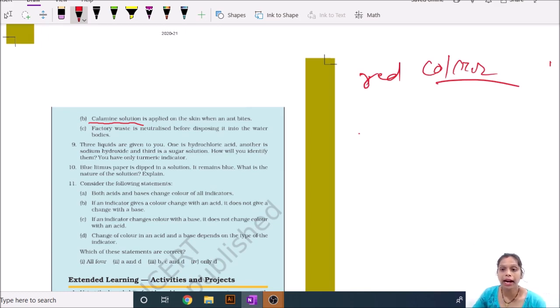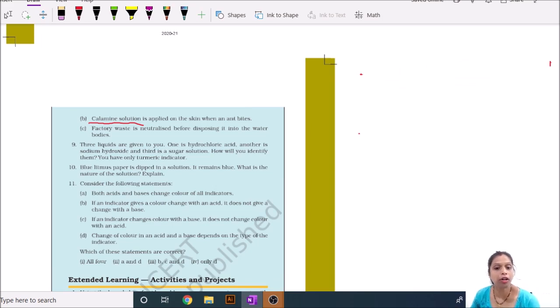Now our next and last question that is written here: consider the following statements. Both acid and base change the color of all indicators. No. If an indicator gives a color change with acid, it does not give a change with base. No. If an indicator changes color with base, then it does not change color with acid. No. And change of color in acid and base depends on the type of indicator. It means it is right. Then 4 is right.